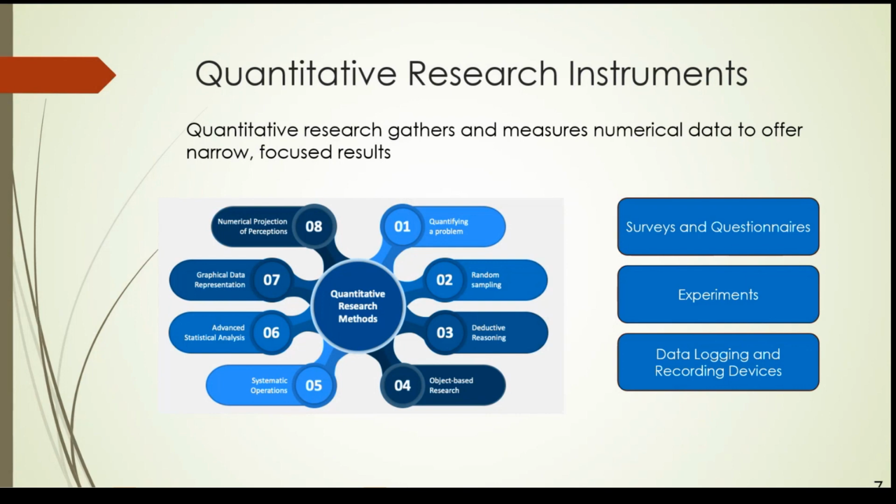Now, the other side of the spectrum of research is quantitative research. Quantitative research is looking at quantitative data. Quantitative data are basically numbers. It can provide you a more focused result because numbers don't lie. Yeah. So qualitative data may have some bias, but quantitative data is more objective.